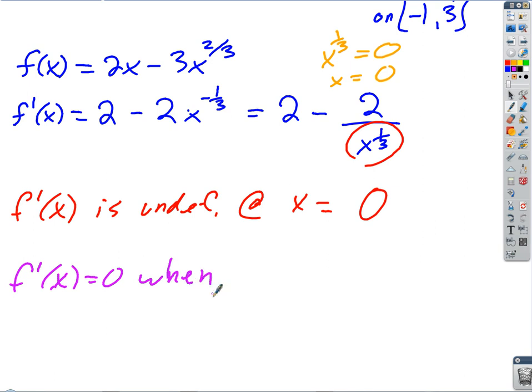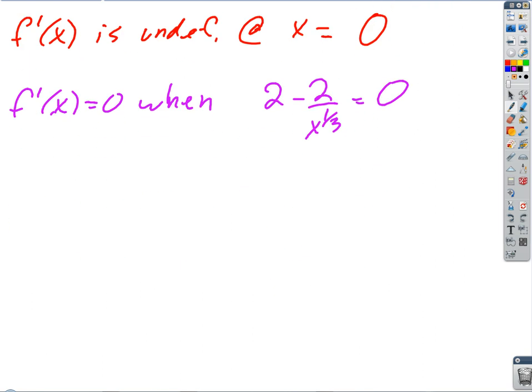So the derivative equals 0 when this function equals 0. So now we've got to do a little algebra. What are we going to do to solve for x there? A bunch of different things we could do. Okay, subtract 2. Or how about if we move this term over because it's negative? So 2 equals 2 over x to the 1/3. Now what?